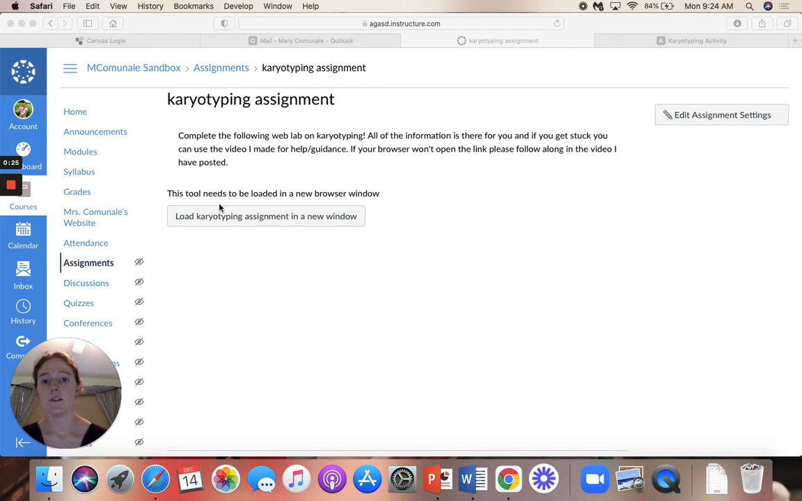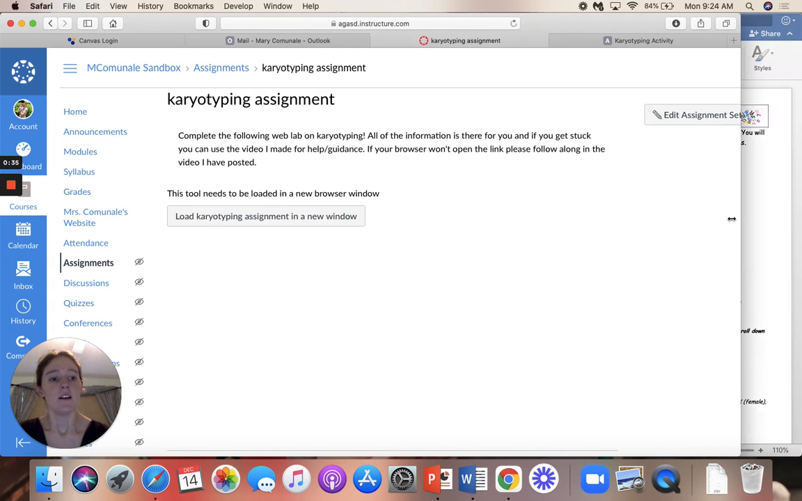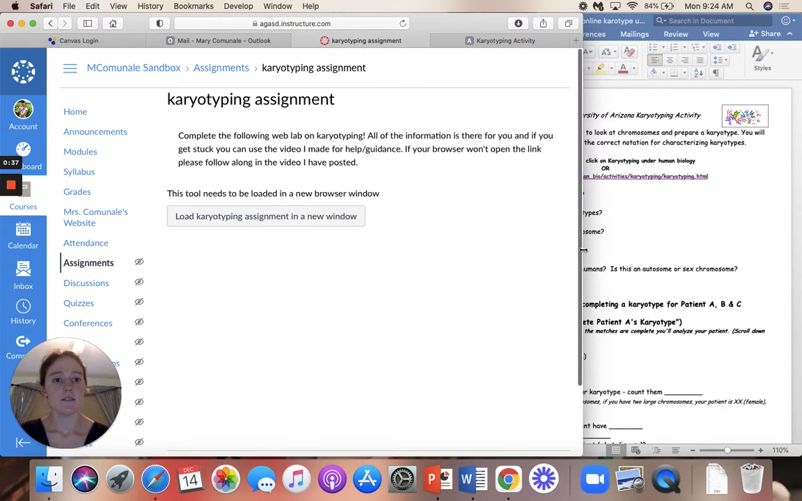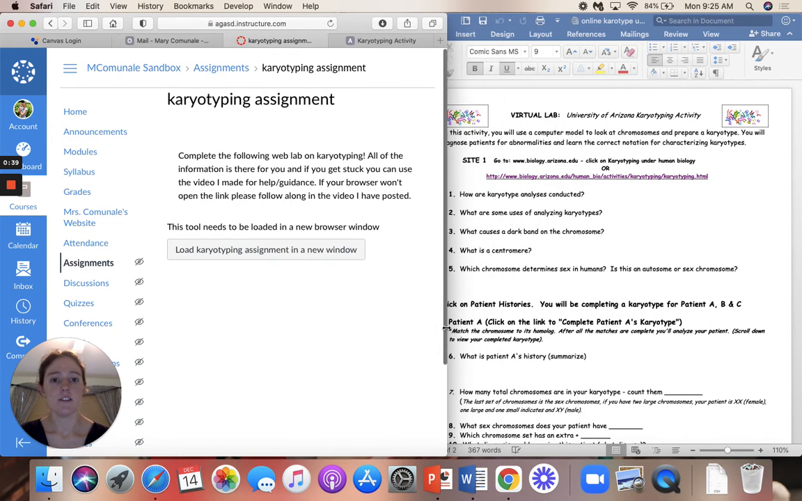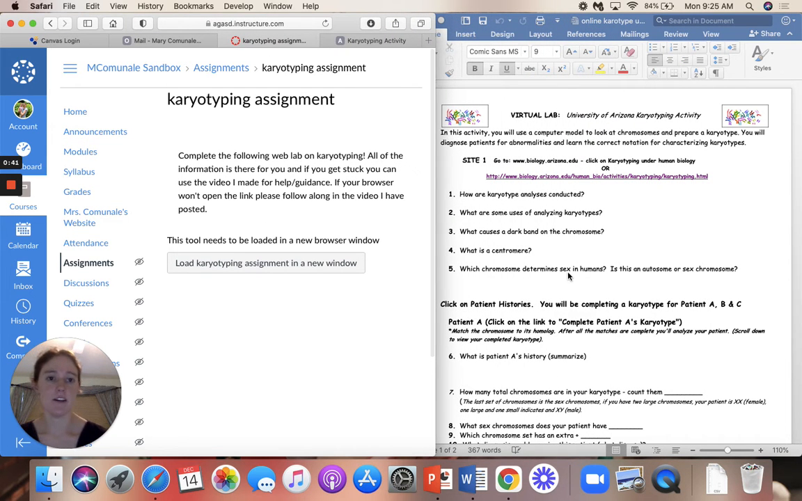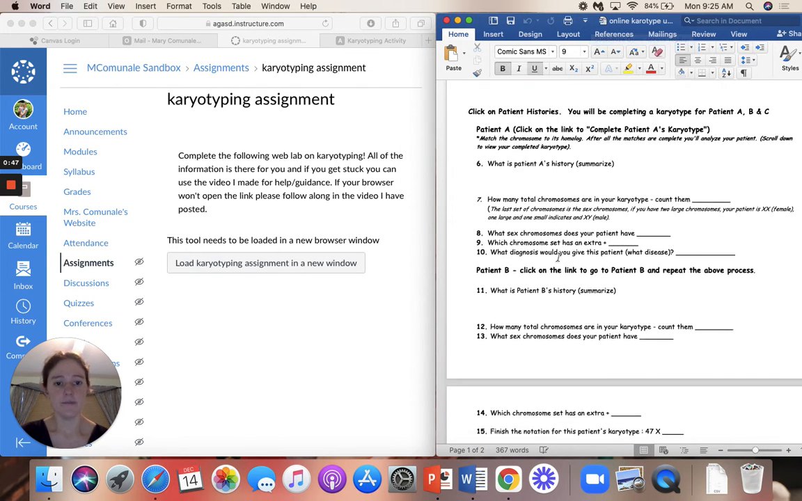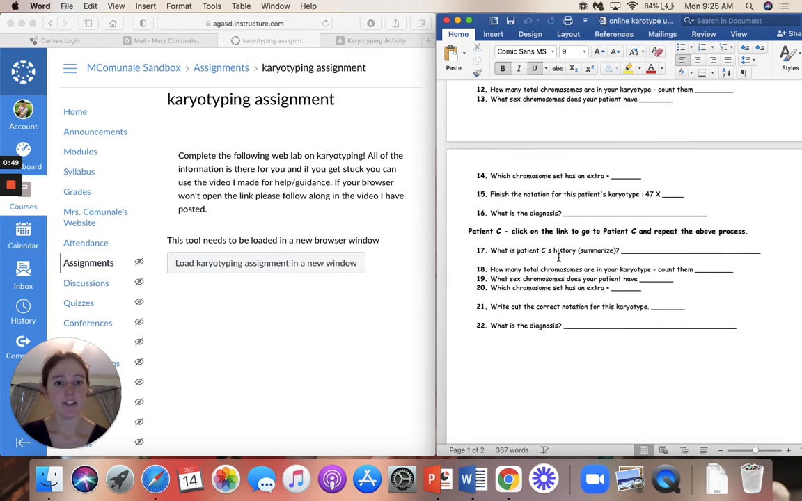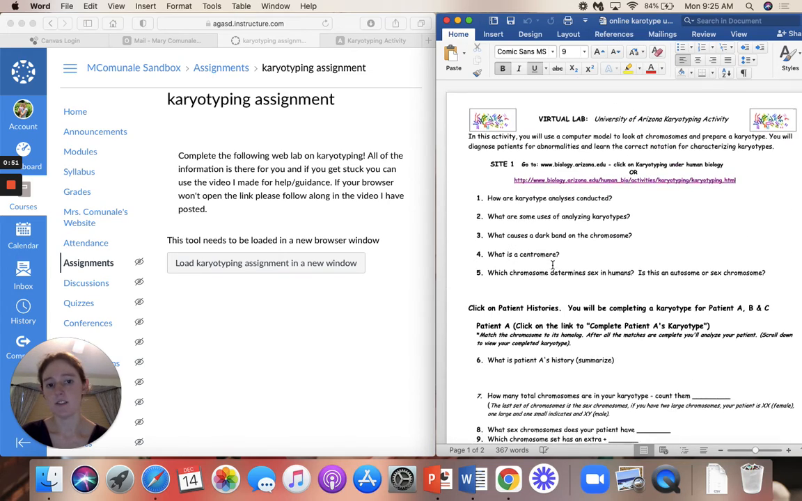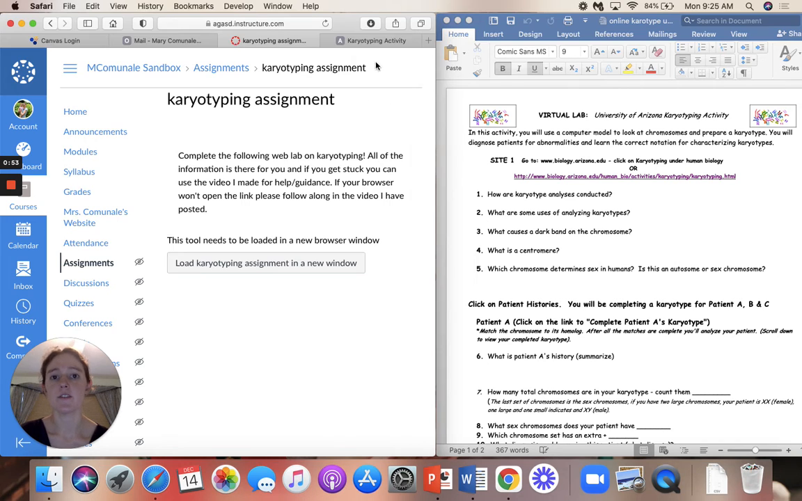So it says this tool needs to be loaded in a new browser, so you'll click on that and it should pop open with a new Google doc window. I'm going to use mine in a Word document, which I have right over here, just because it's a little easier for me to type it on here. Then I don't have to go back through and erase everything. So you're going to be going to one website and you have to answer questions about 3 patients. So you can see it's only 21 questions long.